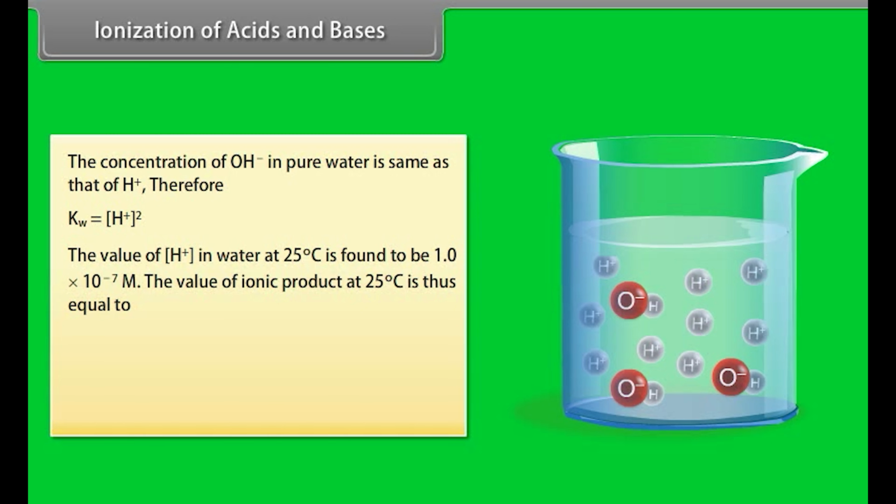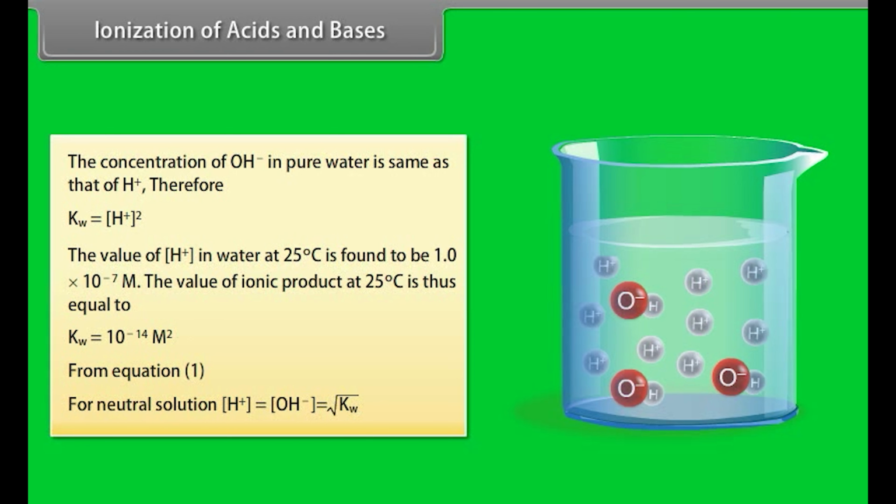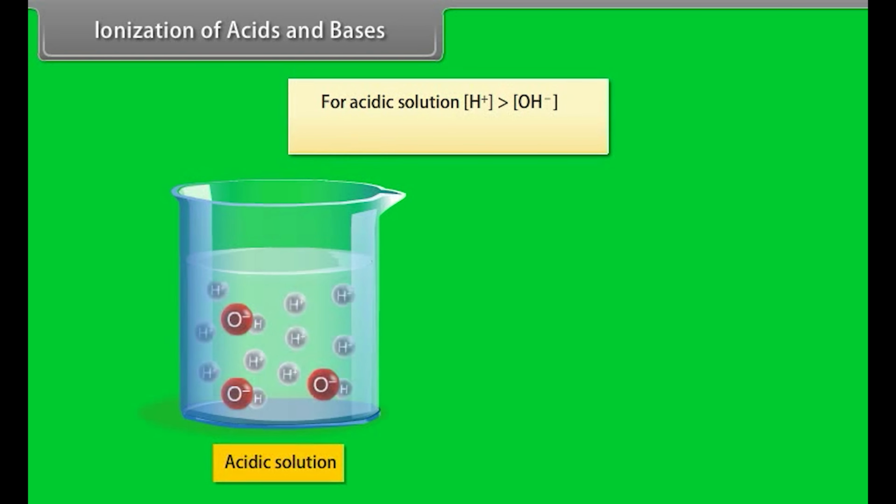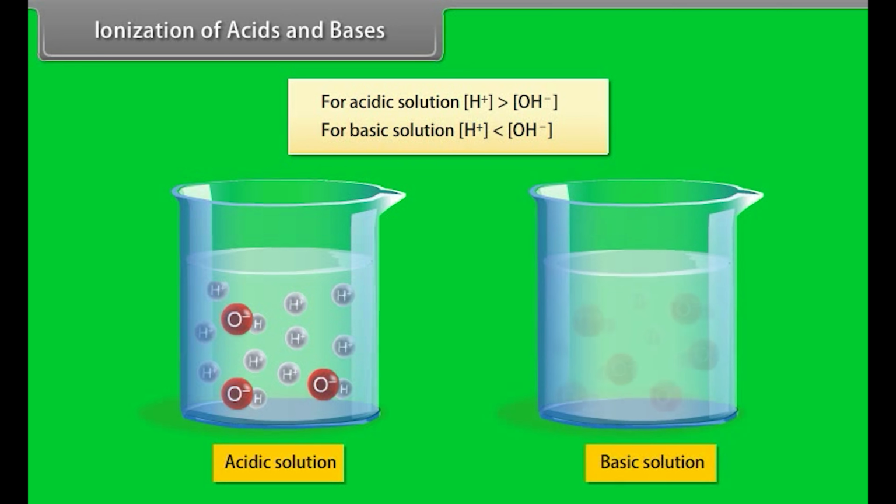The value of ionic product at 25 degrees Celsius is thus equal to 10 raised to the power minus 14 m square. From equation 1, for neutral solution, concentration of H plus is equal to concentration of OH minus is equal to square root of Kw. For acidic solution, concentration of H plus is greater than concentration of OH minus. For basic solution, concentration of H plus is less than concentration of OH minus.